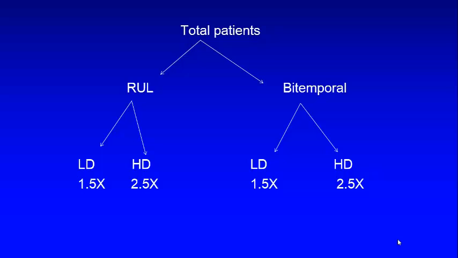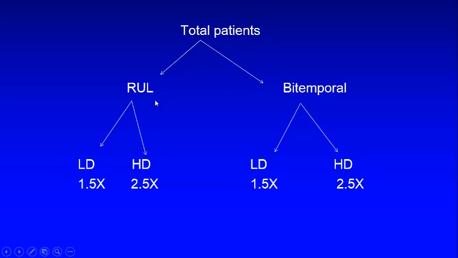So this is the protocol that you'll see in most of these ECT studies. You take the total number of patients, let's say you've got 100, and you randomly divide them into half getting right unilateral and half getting a bitemporal lead placement. Then you randomly divide each of these groups.